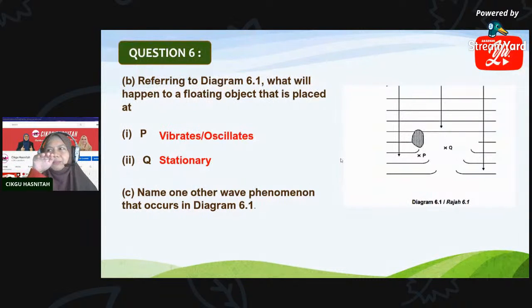Dia tak gerak sebab you can see in this diagram there is no wavefront produced there. Meaning the water there is calm. While for P, it is at the wavefront, so it will oscillate or vibrate up and down. Other than diffraction, name one other wave phenomenon that occurs in diagram 6.1. So what kind of phenomenon other than diffraction?